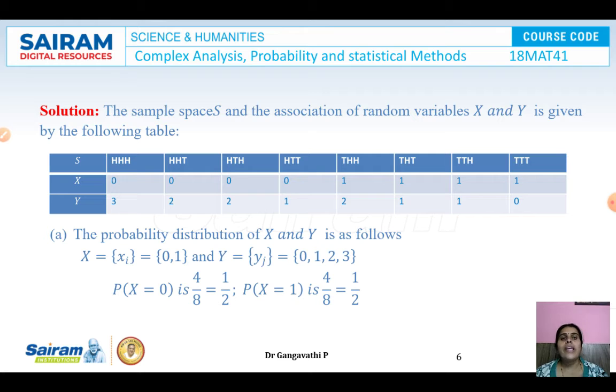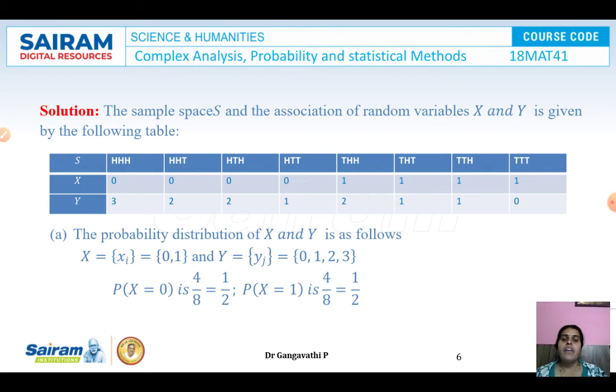Now y is the number of heads in the outcome. You can observe in this outcome there are 3 heads, so y is 3 here. In this outcome there are 2 heads, so y is equal to 2. Here also there are 2 heads. Here there is 1 head. Here there are 2 heads. Here there is 1 head, and here no heads, that is 0 heads.